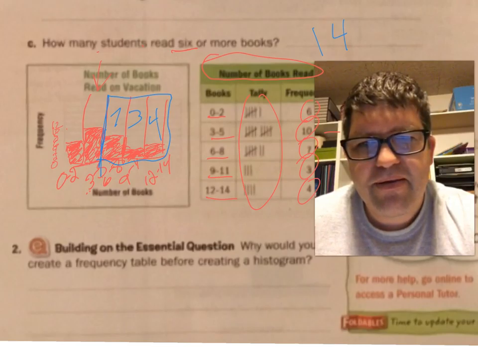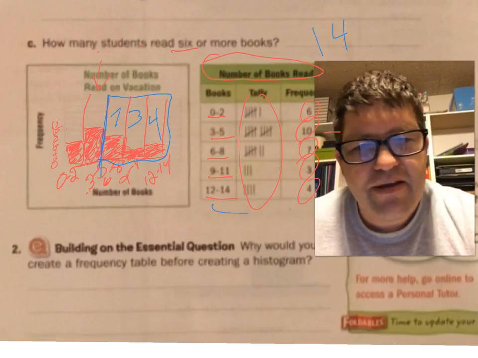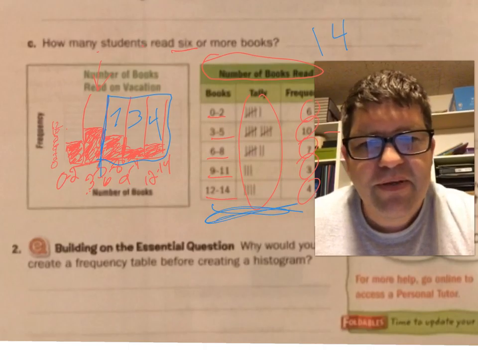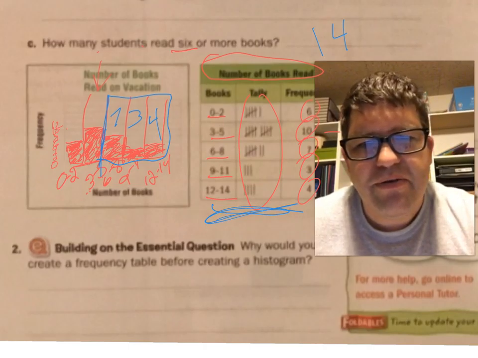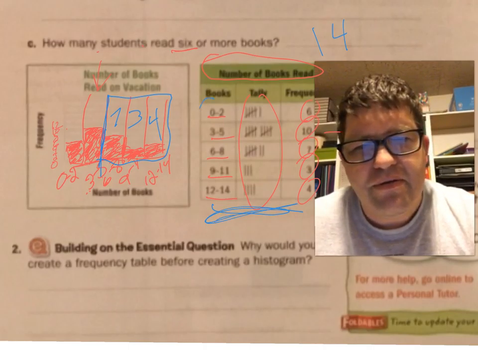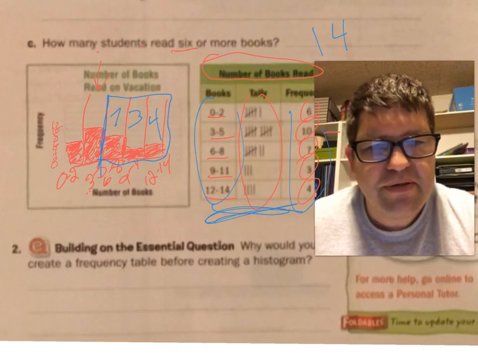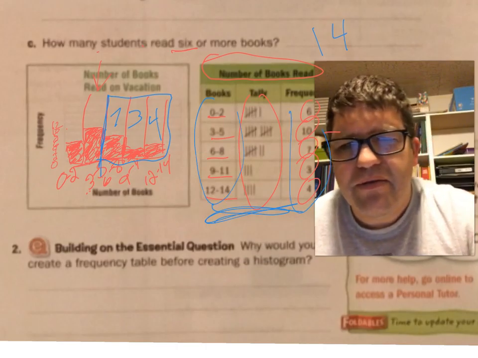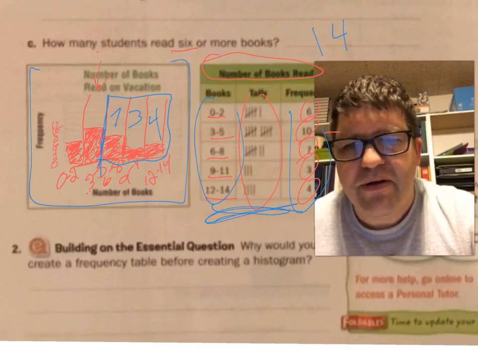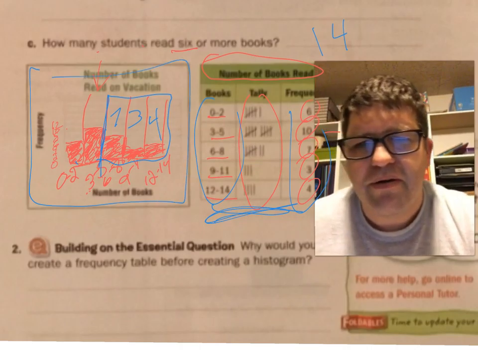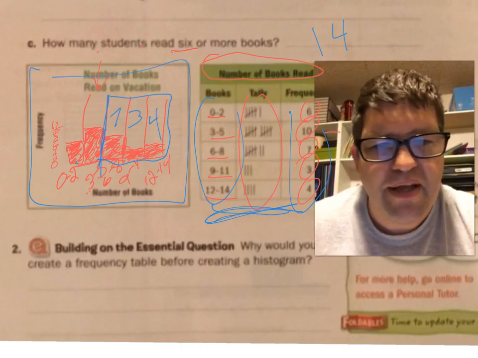Okay? So you get the data set here. You see how many books, the frequency, and then you set up your histogram and put a little bar graph there, and you can interpret the data.